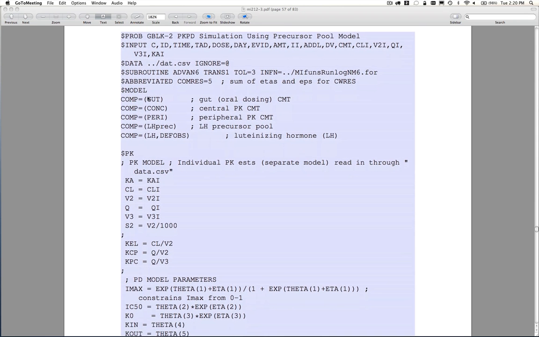We then set up our model compartments. Remember that the PK is still in here, so we need to define the compartments for that. So we've got the gut, the central compartment, the peripheral compartment, and then a compartment for the precursor pool, and then a compartment for the luteinizing hormone itself.